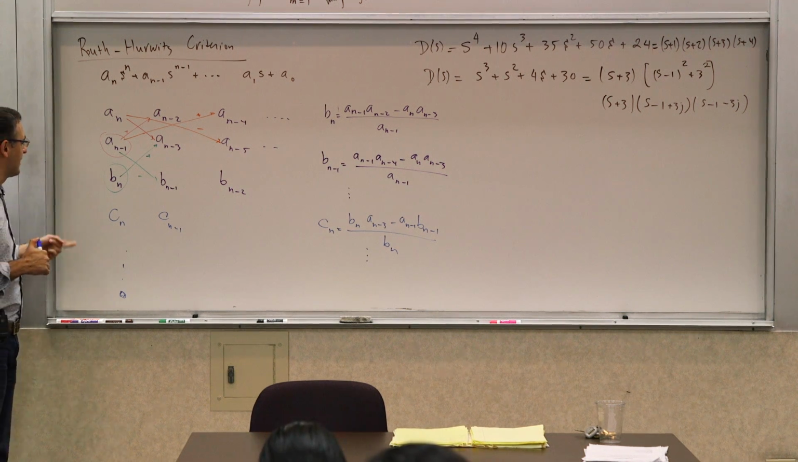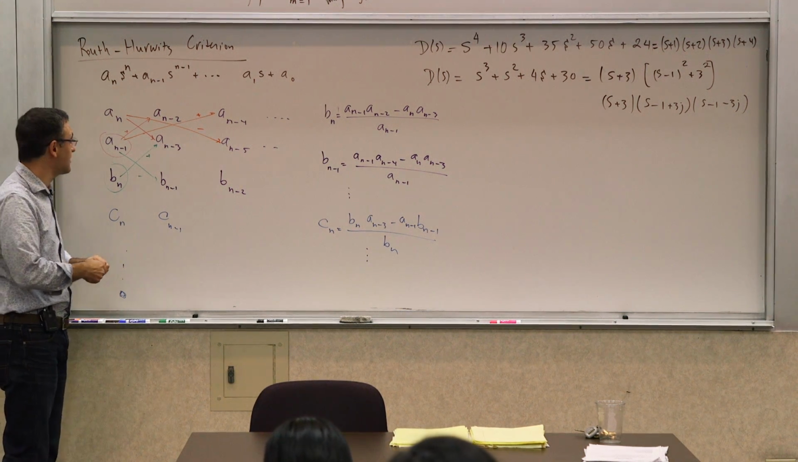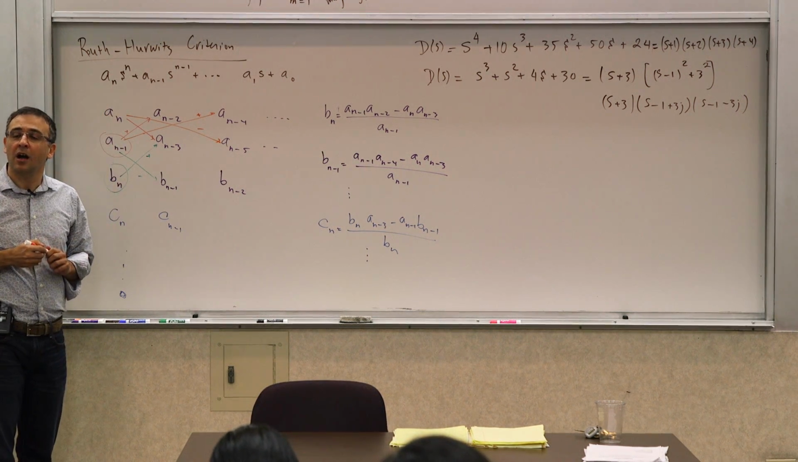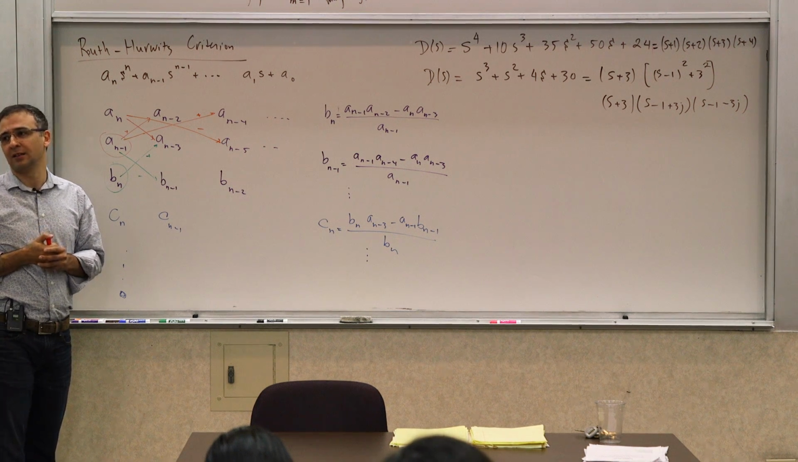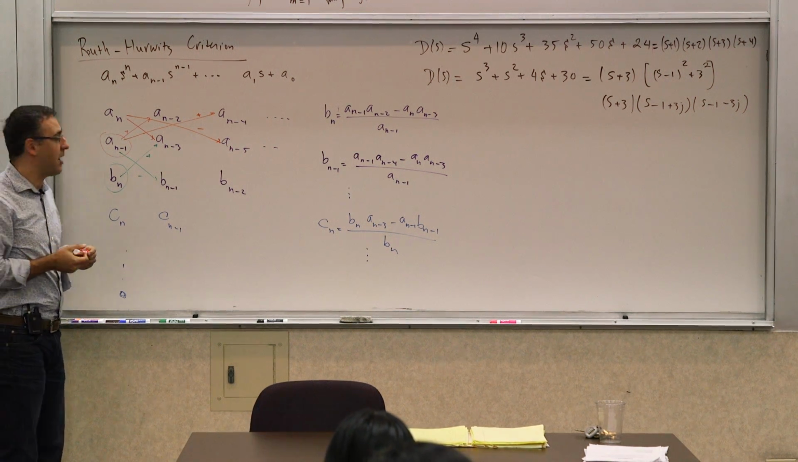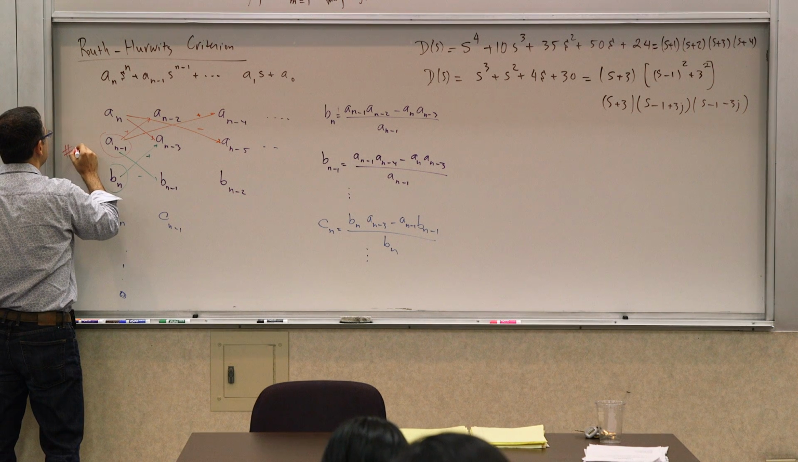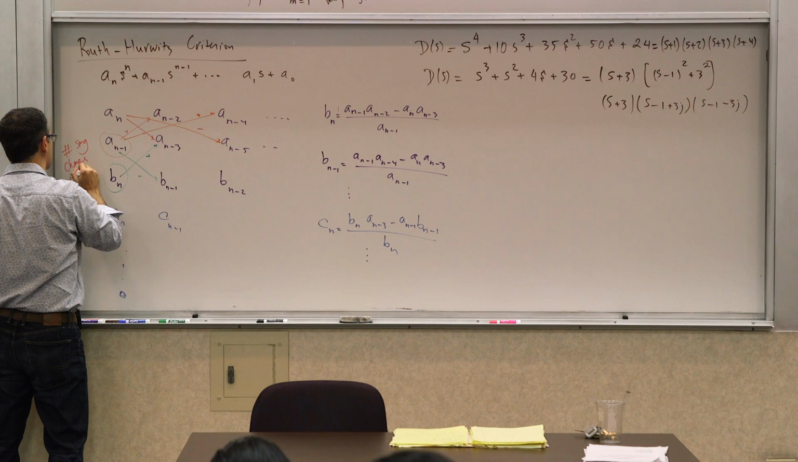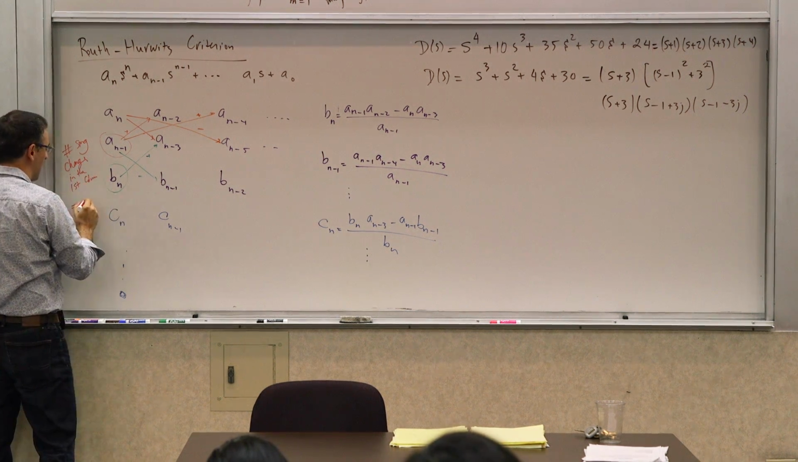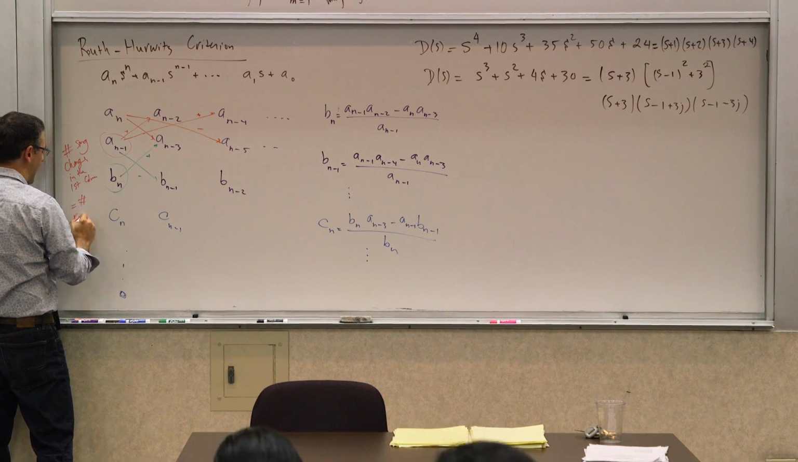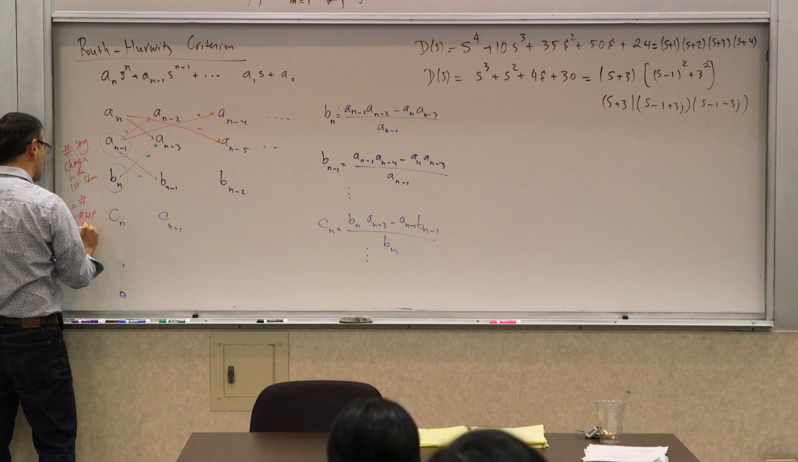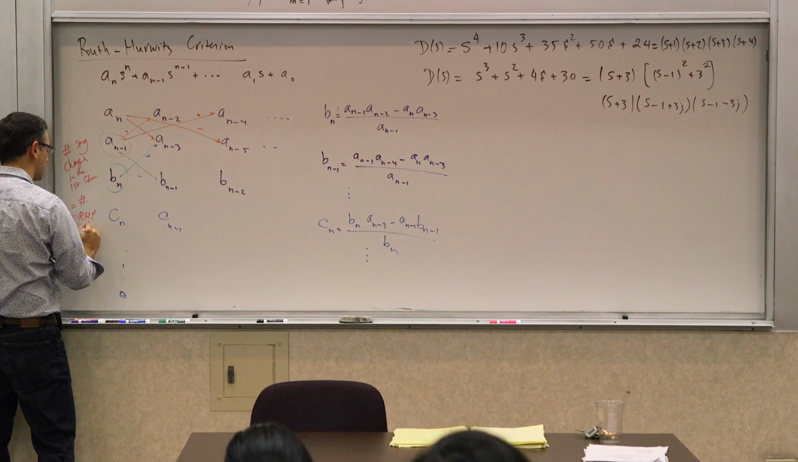And when you do that, after you've done this, you look at the first column and see how many times it changes sign. The number of sign changes in the first column equals the number of right half plane poles or roots.